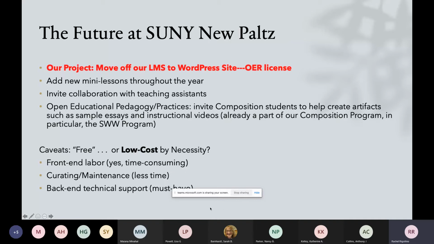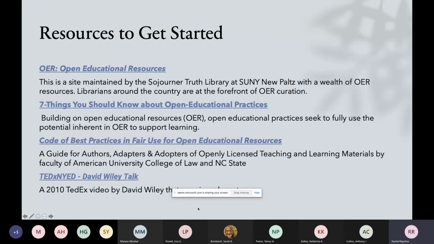But frankly, I think there's a great argument to be made to administrators about investing in OER. And the payoff for our students is just tremendous in terms of having that textbook that first day of class. That's just great.